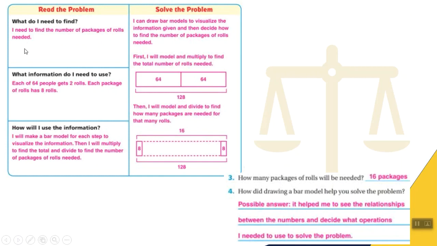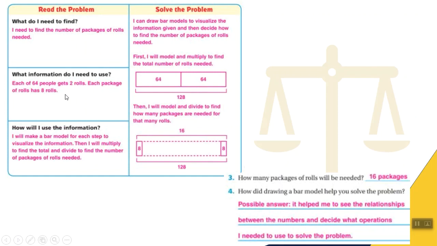Perfect. So what information do I need to use? To fill this part, I'll use the knowledge in the question. What I know: each of 64 people gets 2 rolls, and each package of rolls has 8 rolls. Perfect. How can I use this information? I can draw a bar model, and then I'll multiply to find the total and divide to find the number of packages of rolls needed.